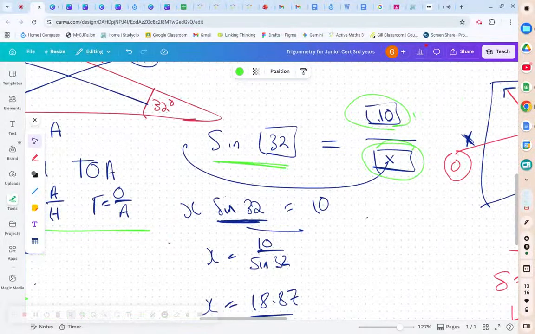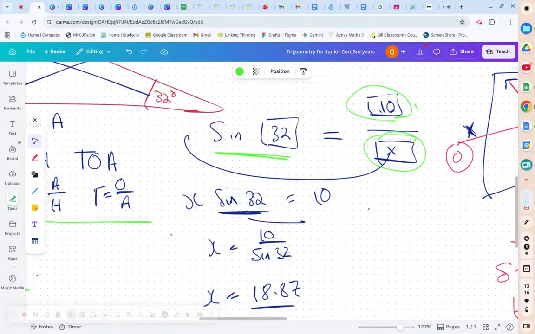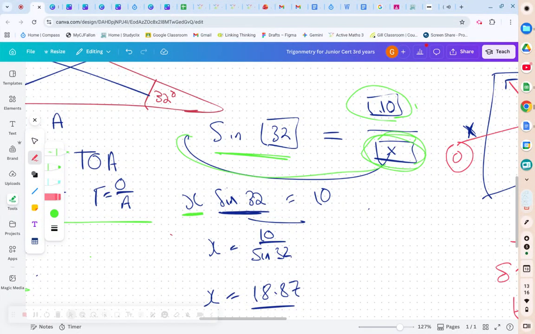Like with the other question, the x we bring over, the same way, from dividing to multiplying. So we get x multiplied by sine 32 is equal to 10. Then we bring the sine 32 over to where we had the x underneath the line. And that's how we get x equals 10 over sine 32. You simply put that in your calculator using what I call the fraction key. So 10 over sine 32, and we get the answer.